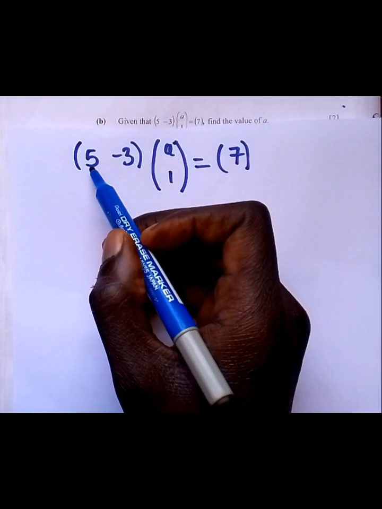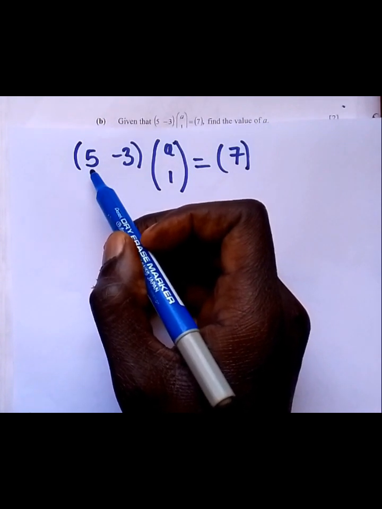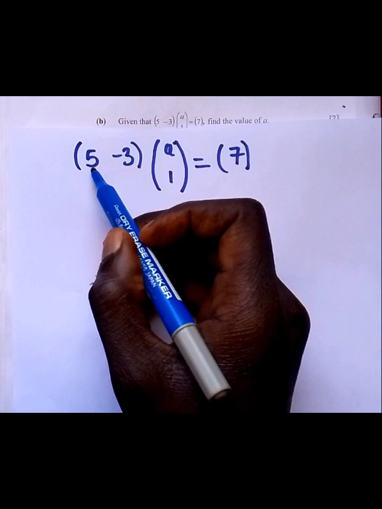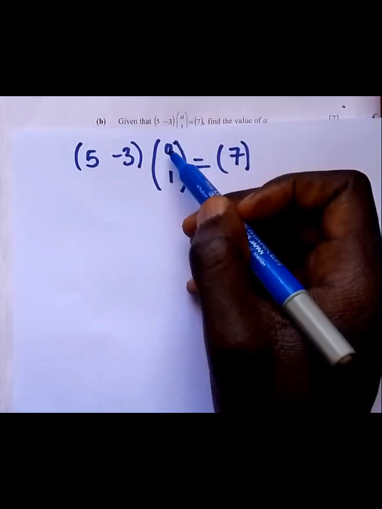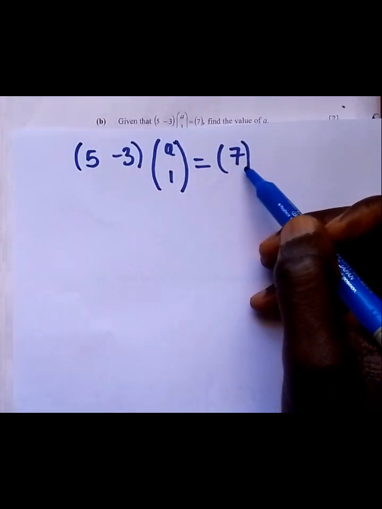So we're going to do this. Since matrices multiply row by column, we're going to say these elements in this row will multiply with the elements in the column to give 7.